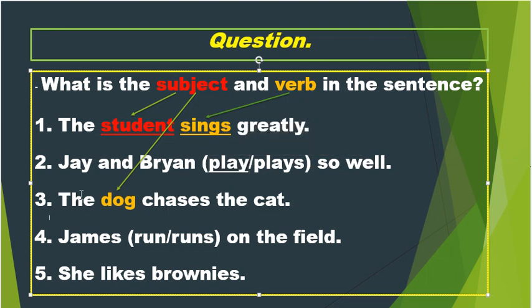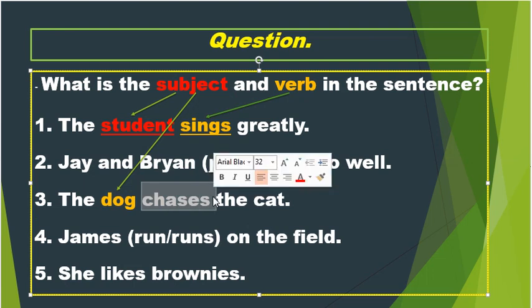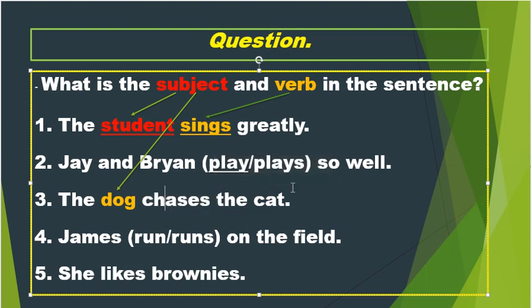Play. Next, the dog chases the cat. The dog chases the cat, so maybe he likes to catch the cat. Chases. When I ask you what is the subject in this sentence, of course the subject is the one who makes the action, the dog. What does the dog do?